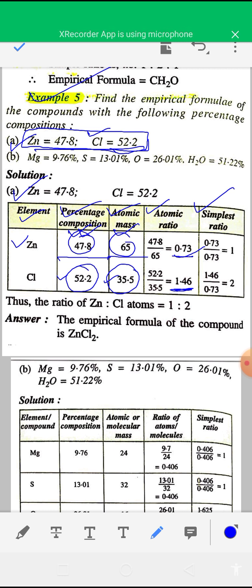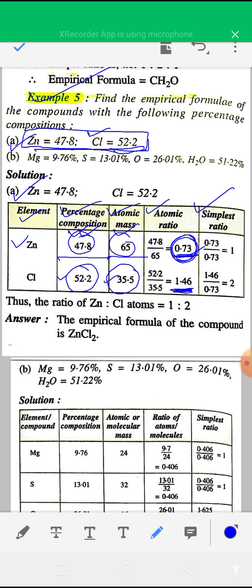Now you have the atomic ratio of zinc and the atomic ratio of chlorine in this compound. Then you have to divide both these values by the smallest number. In this case the smallest number is 0.73. You have to divide both the values by 0.73 to get the smallest simple whole number.